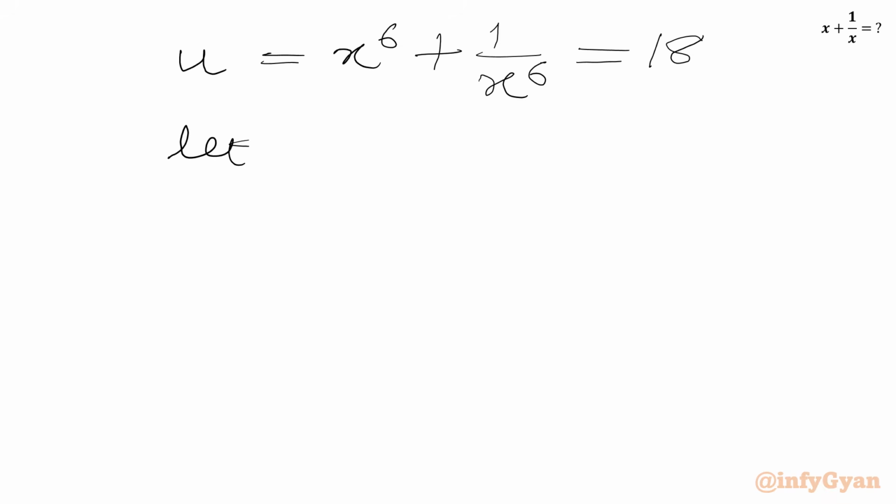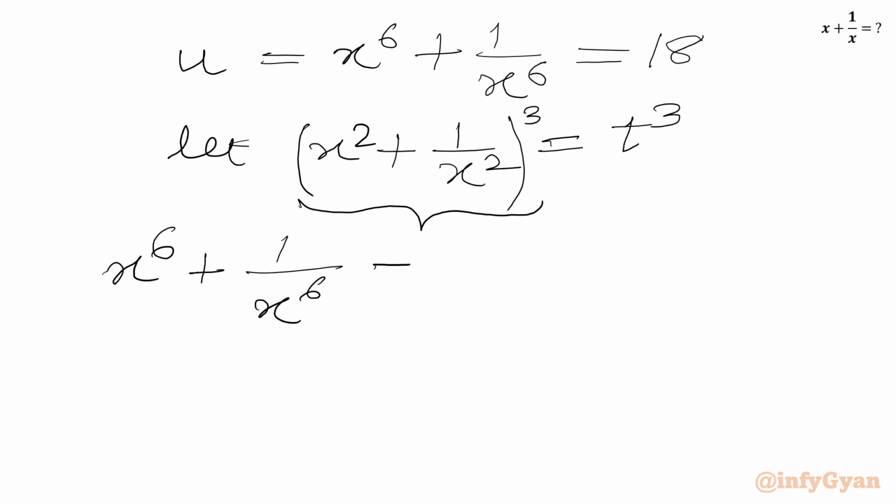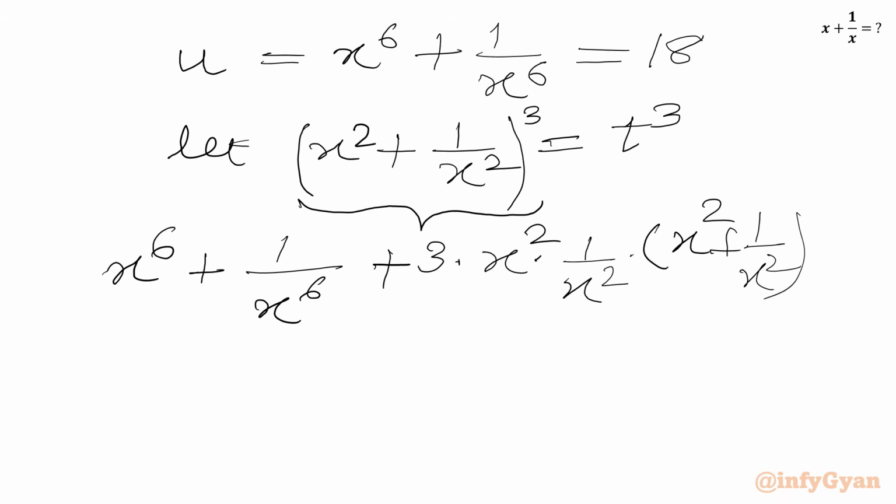Now we will consider another substitution. Let us say x square plus 1 over x square, suppose this is equal to t. Again we are going to consider cubing both sides. We will apply a plus b whole cube formula once again. X square whole cube is x power 6, 1 over x square whole cube is 1 over x power 6, plus 3 times x square times 1 over x square times x square plus 1 over x square equal to t cube.